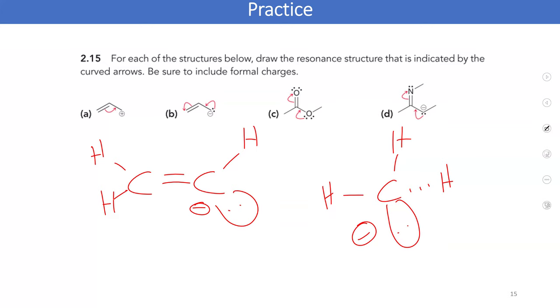All right, let's take a break. When we come back, for this problem, the arrows are drawn for you. Drawing what's on the other side of that resonance structure shouldn't be that hard, right? Drawing the arrows is really the tricky part. So when we come back, we'll draw the other version of each of these and get some practice with these. And then I'll have you draw the red arrows yourself. All right, so let's come back at 10 after.